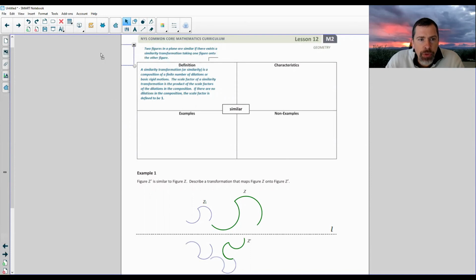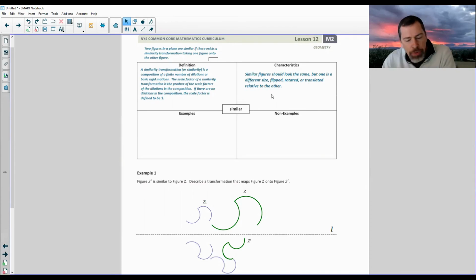And then if I move over here and get to this one, it also should say two figures in a plane are similar if there exists a similarity transformation taking one figure onto the other figure. And for characteristics, we have similar figures should look the same, but one is a different size, flipped, rotated, or translated relative to the other. Okay, so we can have any one of those three transformations.